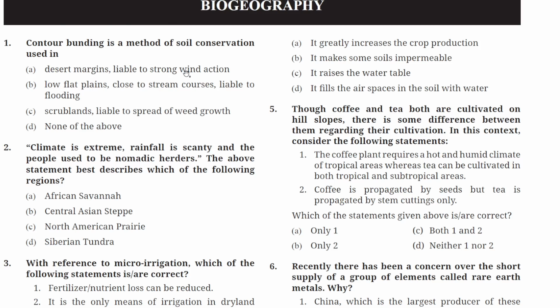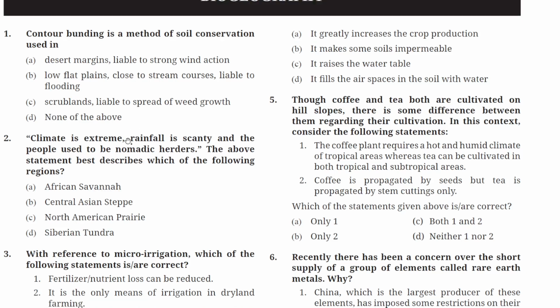Desert margins liable to strong winds? No, that is not the option. Low flat plains close to stream courses? No, that is also not it. Scrublands liable to spread of weed growth? No, that is also not the option. So the answer is D, none of the above, because contour bunding is done in order to improve the farming ability of the soil on hills and slopes of the mountains.